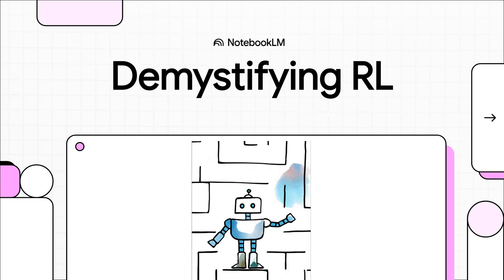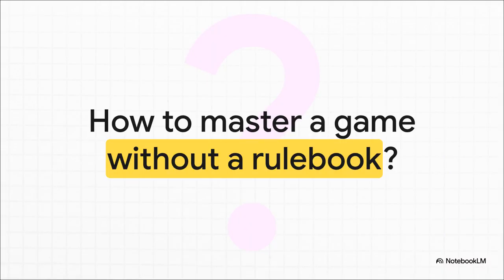Today, we're going to pull back the curtain on one of the most powerful and honestly fascinating parts of AI, reinforcement learning. It's all about how we teach machines to master incredibly complex tasks, not by handing them a rulebook, but by letting them learn from trial and error. Pretty much the same way we do. So, how does this actually work?